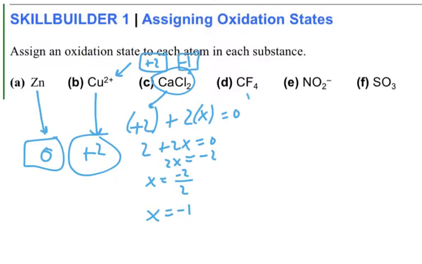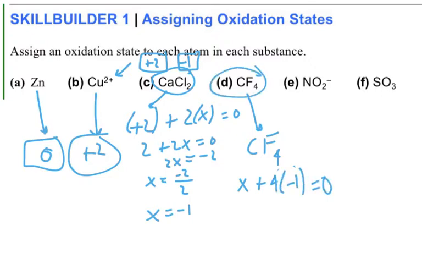Let's do the same thing here for this one. So let's call carbon X. Okay, so let's put CF4, and then we'll call this X. Remember that there are 4 fluorines, and we said fluorine is always -1. So let's put here 4 times -1, and we're going to equal it to 0 because it's neutral. So when you do the algebra here, you got X plus -4 is equal to 0. So X is equal to +4. So carbon in this example is +4, and we have -1 for fluorine, which is in our rule.